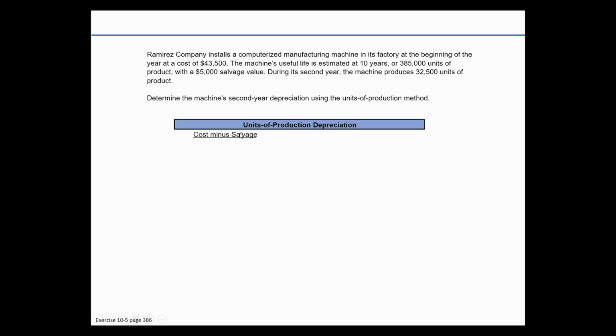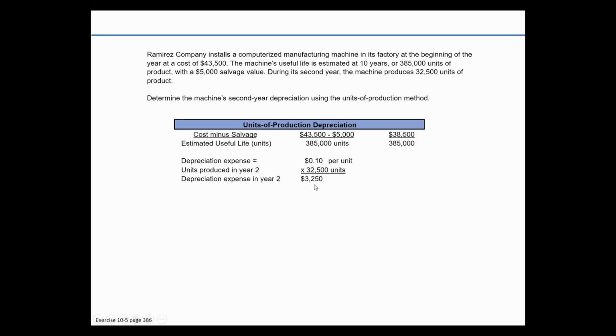So again, you have to figure out how much the depreciation would be per unit. So you have the cost minus the salvage divided by the estimated useful life. But this time, rather than years, we're going to use the total number of units that will be produced over the machine's life. So again, 43,500 minus 5,000 divided by the total number of estimated units, 385,000. So we see here 38,500. That's the amount that we're going to depreciate over the 10 years divided by the number of units the machine will produce, which is 385,000. So that works out to 10 cents of depreciation expense per unit produced. And then what you can do is take 10 cents, multiply by 32,500 units that were produced in year 2. You come out with 3,250.